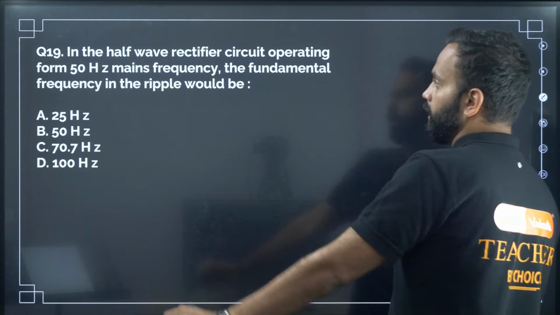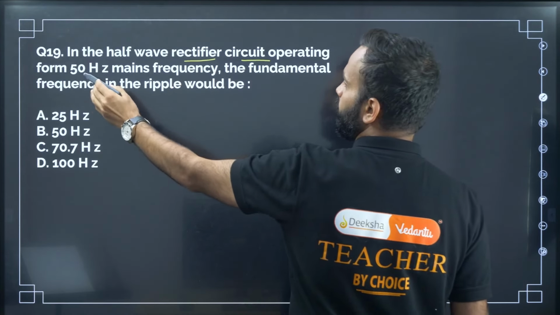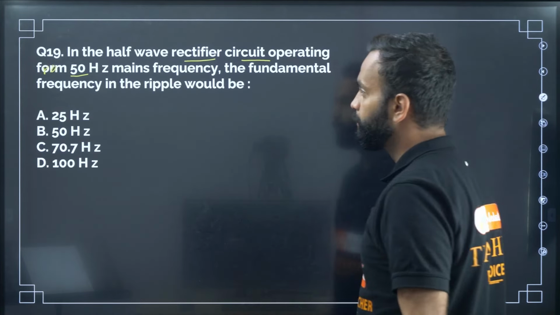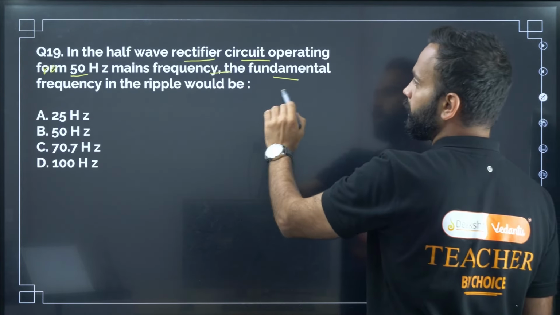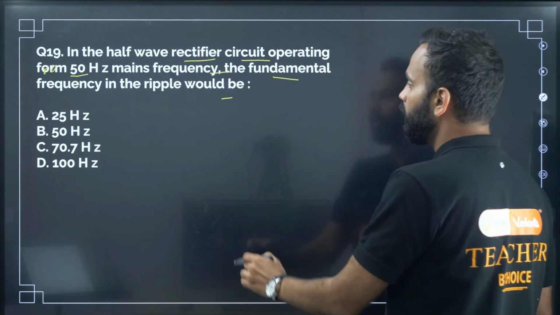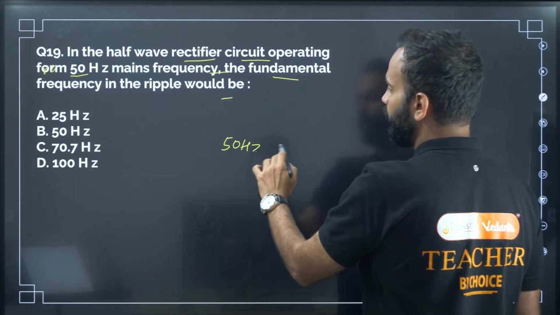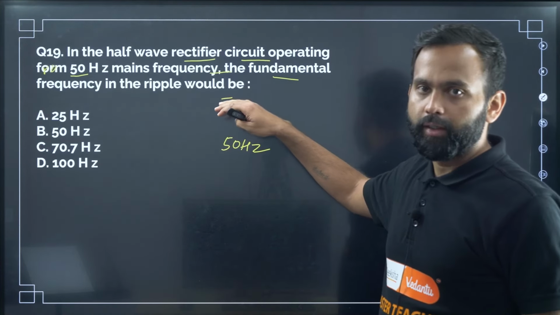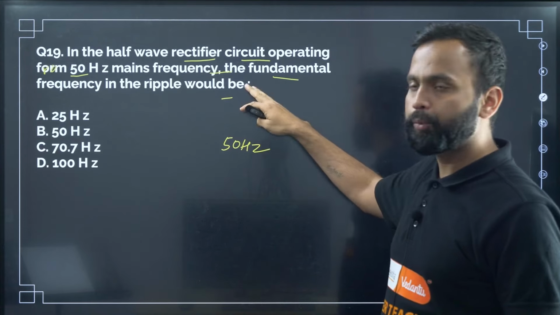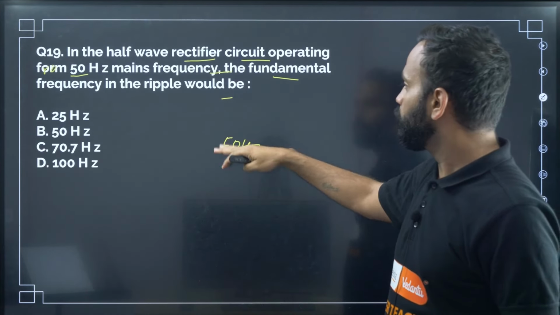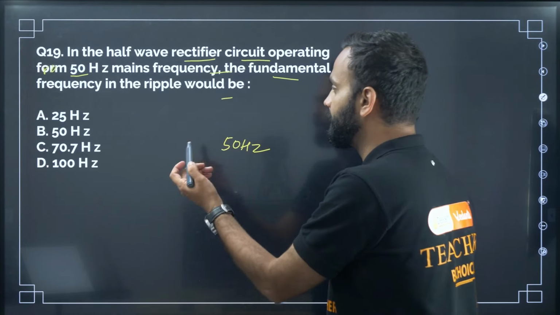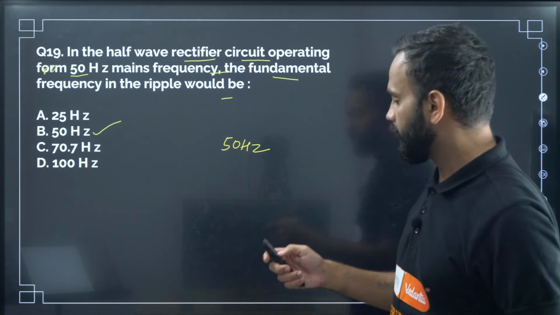Question number 19. In the half wave rectifier circuit operating from 50 hertz main frequency, the fundamental frequency in the ripple would be 50 hertz only. Why? Because it is a half wave rectifier, so we get the output only for one half cycle of the input. Therefore the ripple of the output will be 50 hertz, the same. Option B is the correct answer.